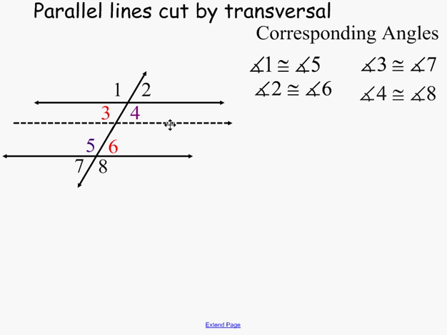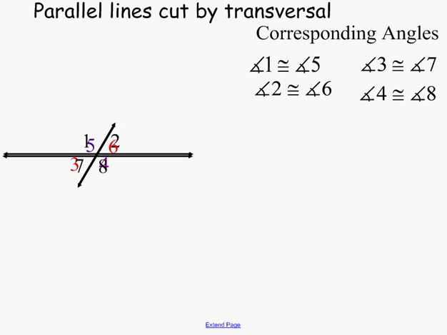Let me get rid of my cut line. I don't need that anymore. So corresponding angles just correspond with one another, and they are equal to each other. Angle 1 is equal to angle 5. As you just saw, it fits perfectly right on top of it. You could see that angle 1 is the same as angle 5.